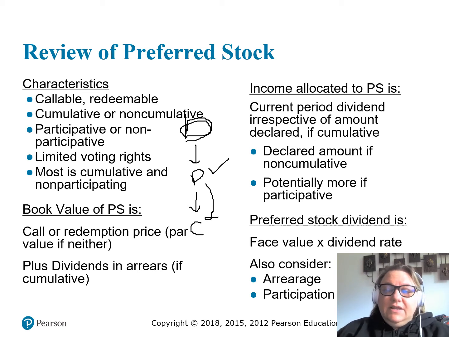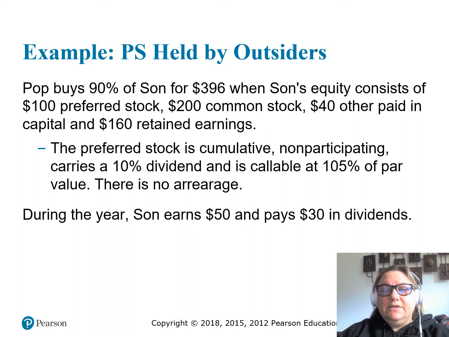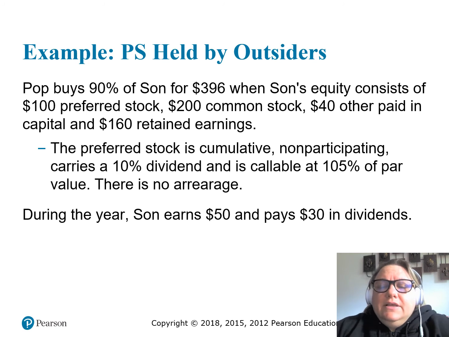So the preferred stock dividend is the face value of the certificate times the dividend rate, which is also on the certificate. Okay. All right, so here's an example. Here's preferred stock held by outsiders. Papa buys 90% of Sun for $396 when Sun's equity consists of 100 preferred, 200 common, 40 other paid in, and 160 retained earnings. The preferred stock is cumulative, non-participating, and carries a 10% dividend, and is callable at 105 with par value. There is no arrearage. In other words, there's no previous years that we should have been paid, but we weren't. During the year, Sun earns $50 and pays $30 in dividends.